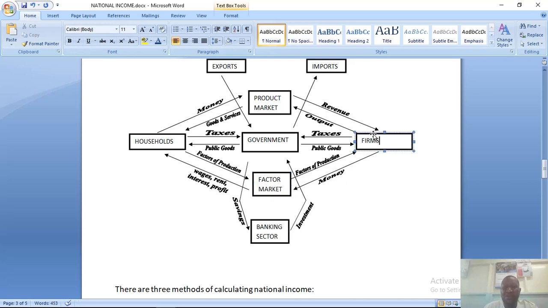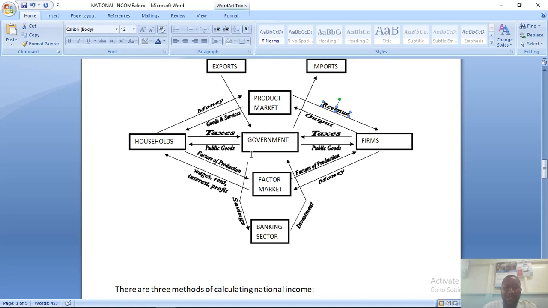When firms use these factors of production, firms produce goods and services, so output comes from firms through a market called the product market or the goods market. Goods and services are supplied to households, and households are the consumers of the goods and services that are supplied. The point is, households do not use these goods and services for free. Households pay money in exchange for the goods and services, and money gets back to the firms in the form of revenue. So firms pay money in exchange for factors of production to households, and households pay money to firms in exchange for goods and services they consume. That's how money flows in the circular flow of income.